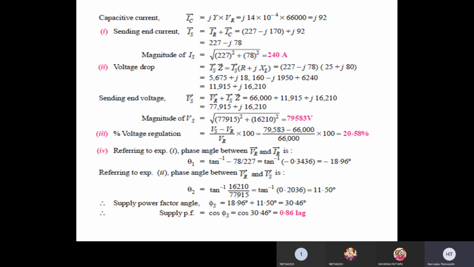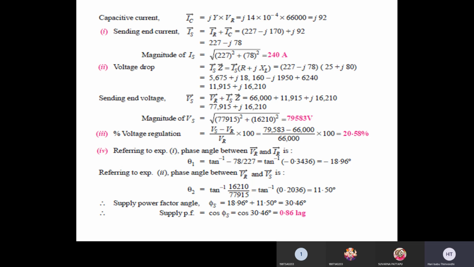Therefore sending end current IS is equal to IR plus IC. IR value 227 minus j170 plus IC value j92. Therefore sending end current IS is equal to 227 minus j78. So converting this into polar form, that is 240. Sending end current is equal to 240 amperes, right?